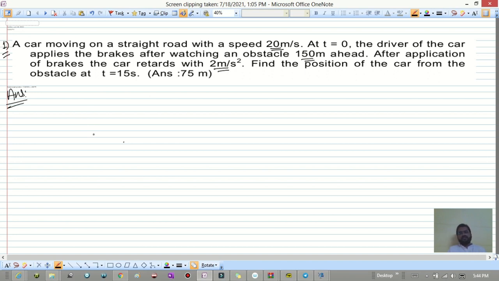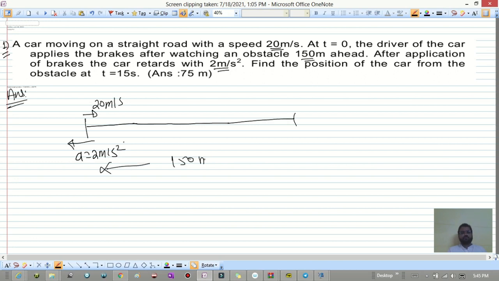Okay, a car moving on a straight road with a speed of 20 meter per second, right? It's 20 meter per second, given. At t equals 0, the driver of the car applies the brakes by seeing an obstacle. So at this point he applies the brake, and due to the brake we have a deceleration of 2 meter per second squared. That is, the acceleration is given in the opposite direction of the velocity, 2 meter per second squared. And the obstacle is at a distance of 150 meter. So here is the obstacle.